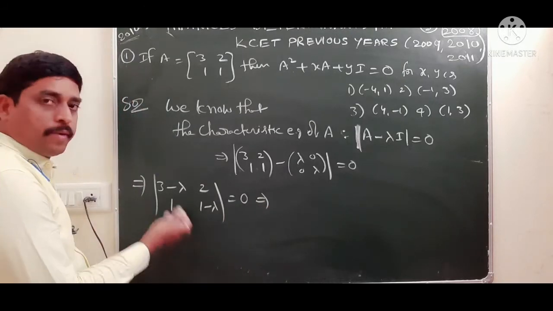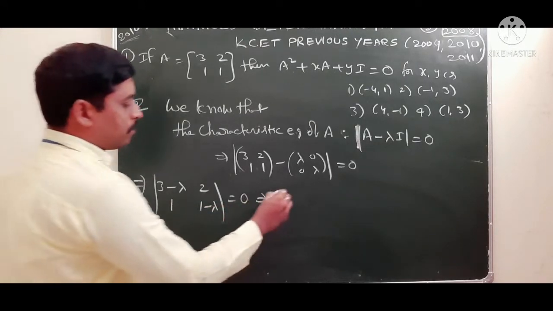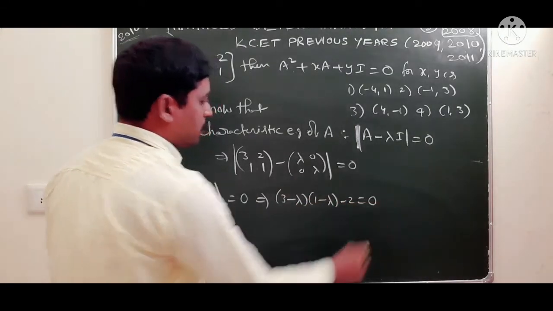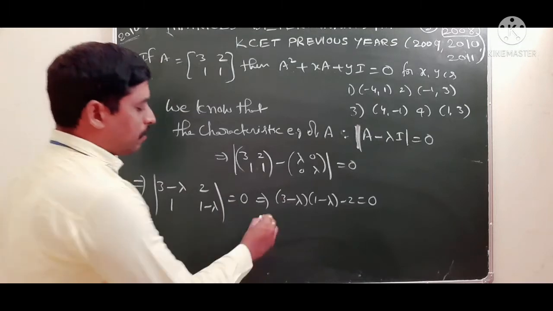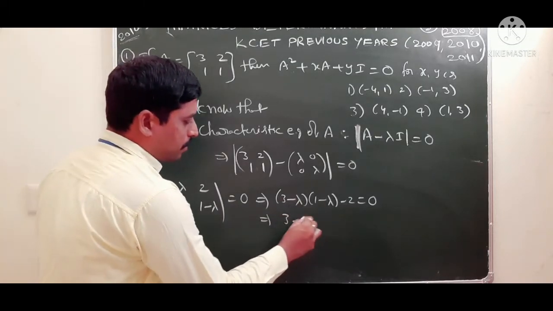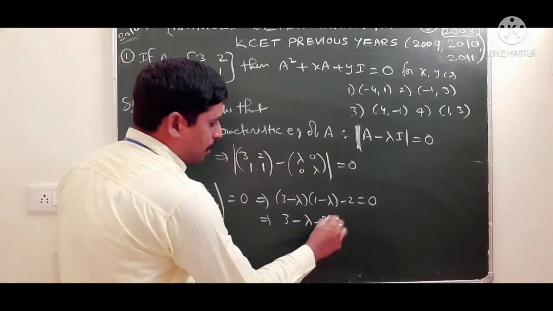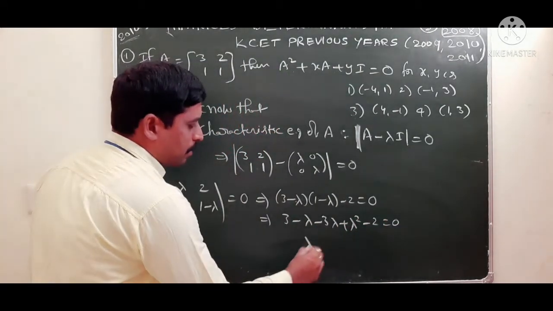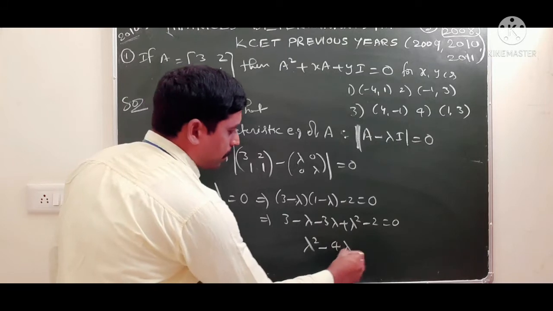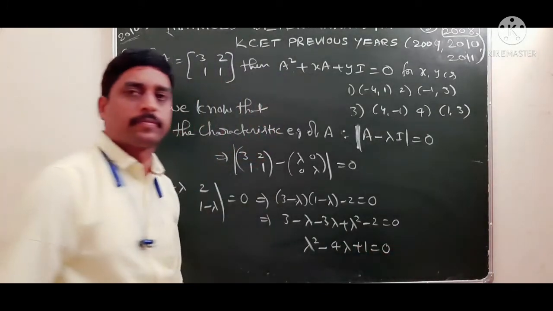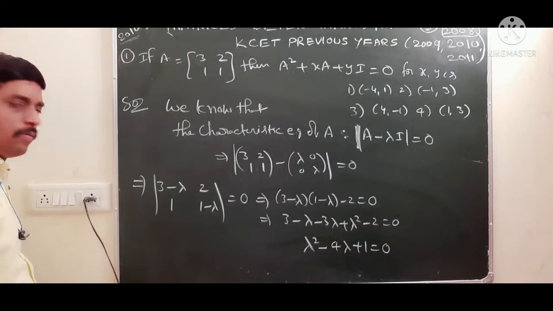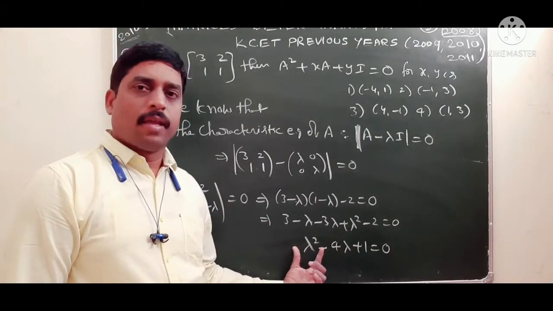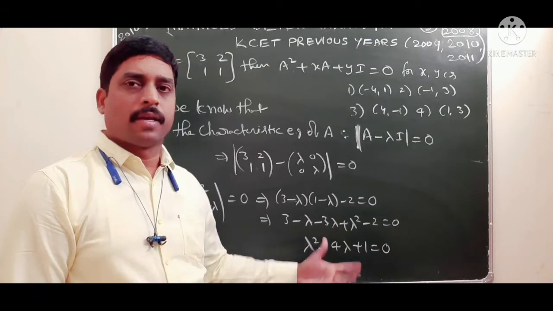So according to the 2 by 2 determinant formula AD minus BC, (3 minus lambda)(1 minus lambda) minus 2 is equal to 0. After simplification, 3 minus lambda minus 3 lambda plus lambda square minus 2 equal to 0. So lambda square minus 4 lambda plus 1 is equal to 0. One important theorem is there, the Cayley-Hamilton theorem: every square matrix satisfies its characteristic equation.